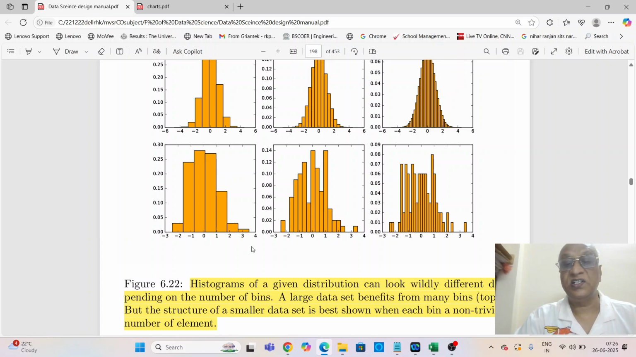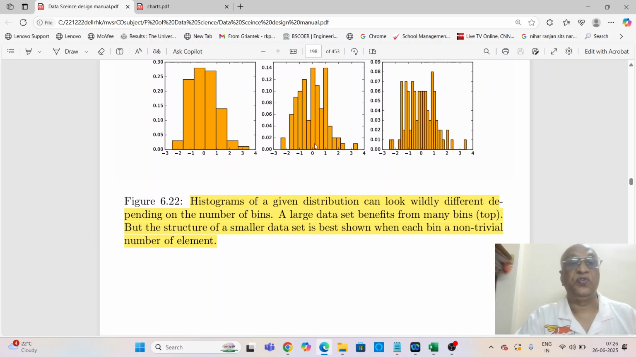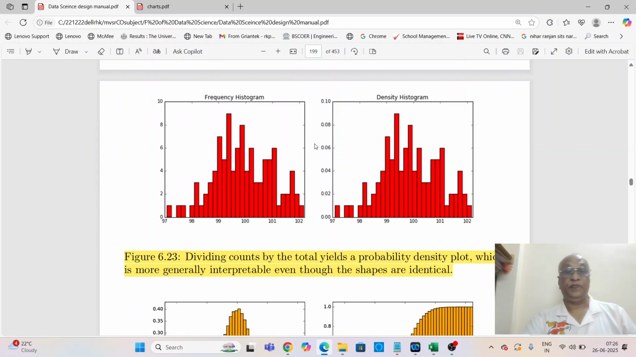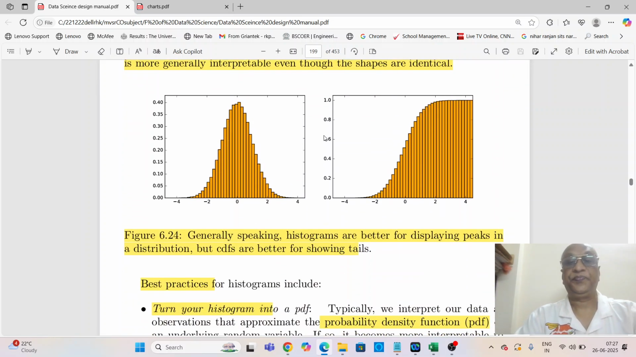If you have a large data set, you can go for many bins. But if you have a smaller data set, you should have a balanced number of bins. Here, if you see this frequency histogram density, we have just changed the label, right? The rest of the things are looking similar, but it is showing more clarity. So instead of histograms, you can go for CDFs, cumulative distribution functions, for showing the tails, because histograms are better suited to show the peaks.